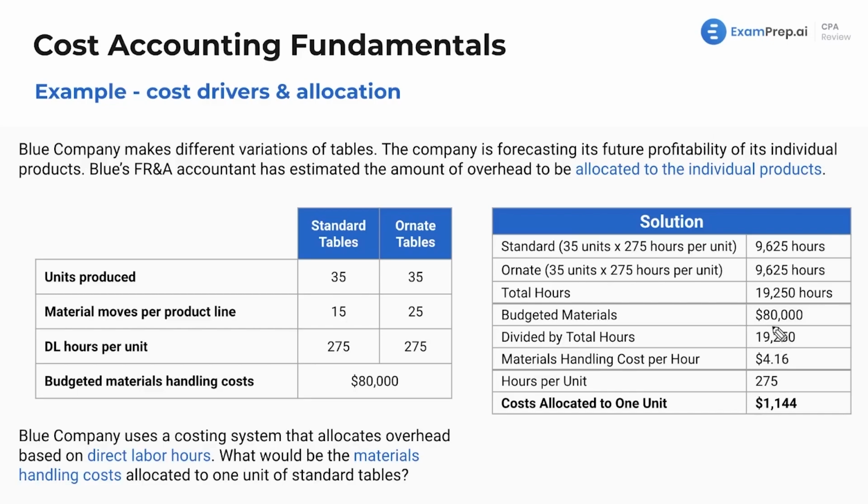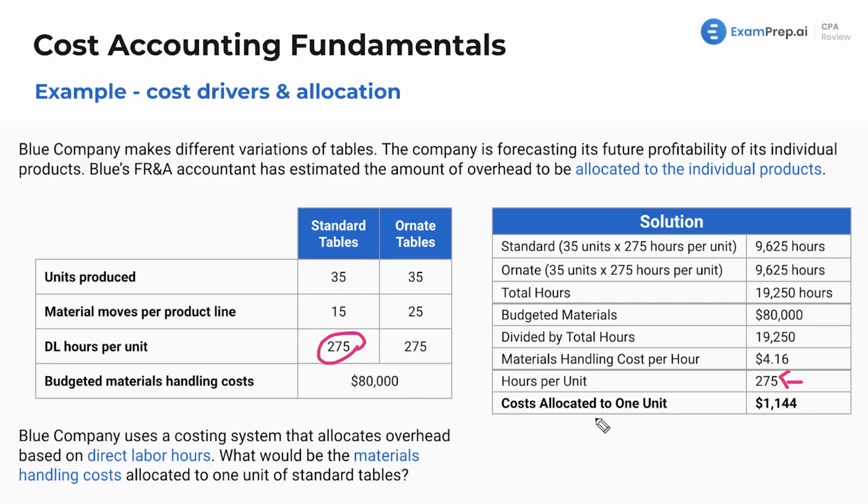So budgeted materials, this is what we're allocating, divided by the total hours, right? And then hours per unit. So this is for standard tables, that's where the 275 is coming from. If this was 300 and this was 275, then we would use 300, right? We wanted this number here, that's where we get that. So the answer would be the same regardless in this case, if it was standard or ornate. So that is how we get that.